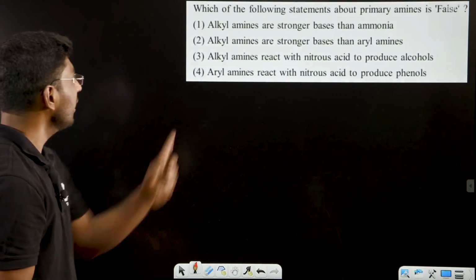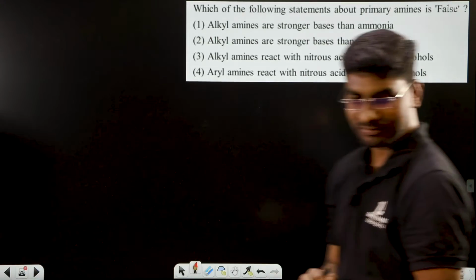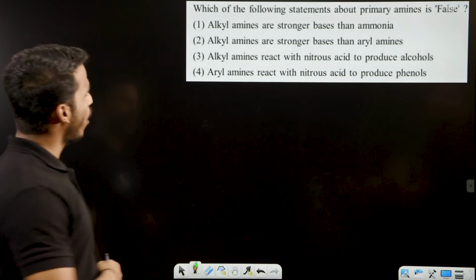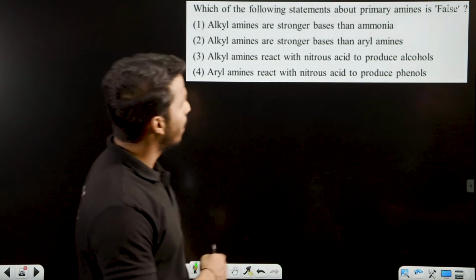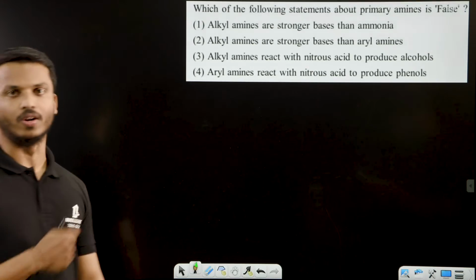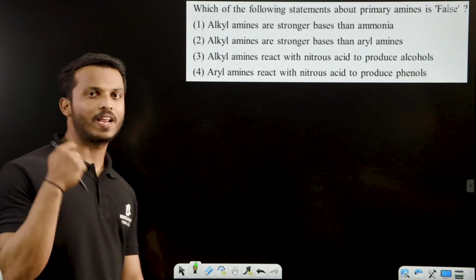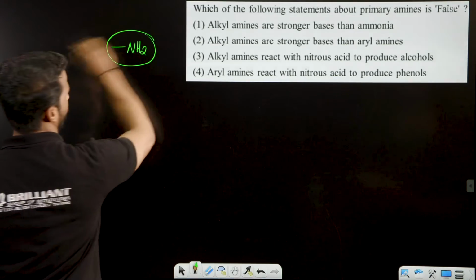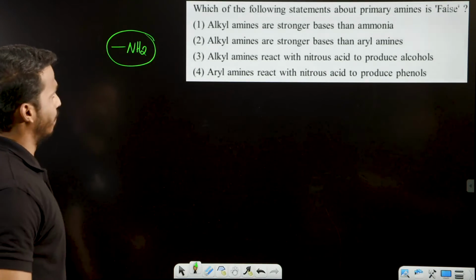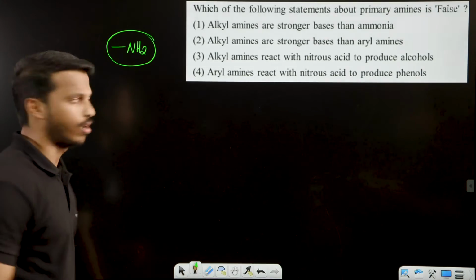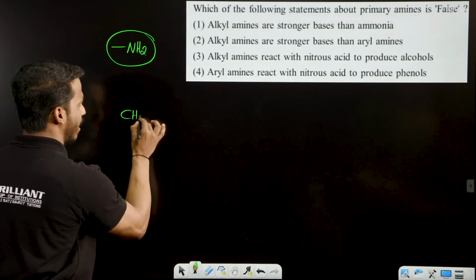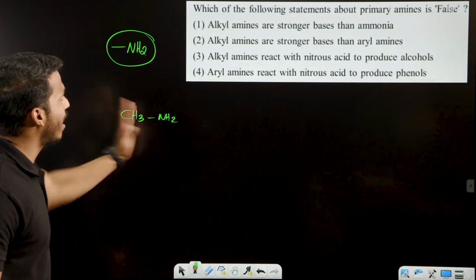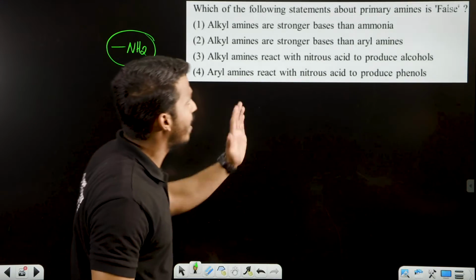Next question is chemistry. Now I'm inviting Deepak sir. Yes, Sandeep sir. Dear all, the next question is from amines. Which of the following statements about primary amines is false? As I told you before, primary amines have the NH2 group. Option 1: alkyl amines, for example methylamine, are a stronger base than ammonia.